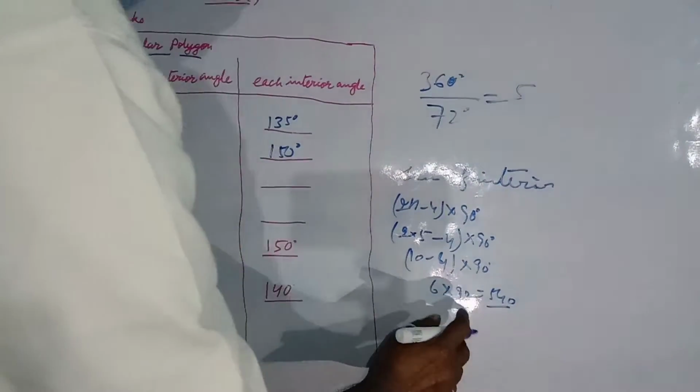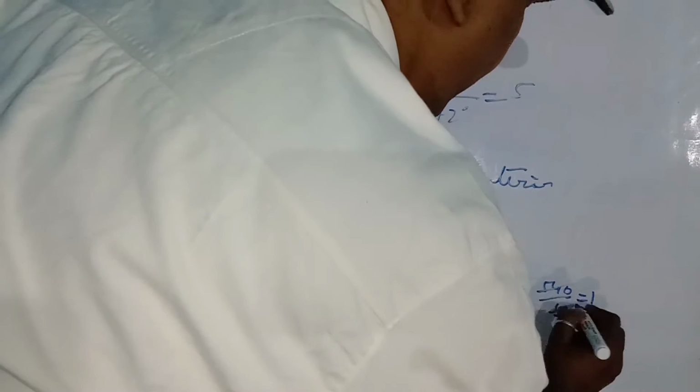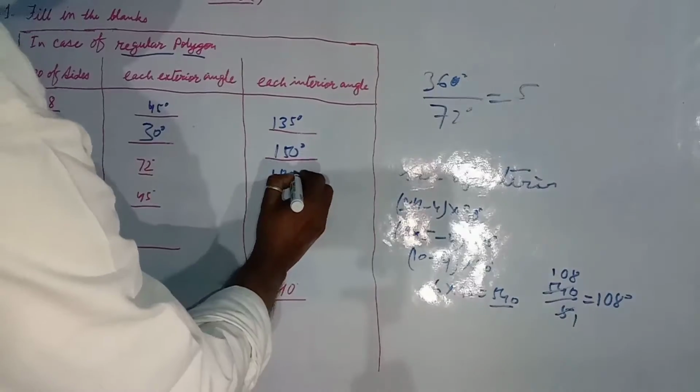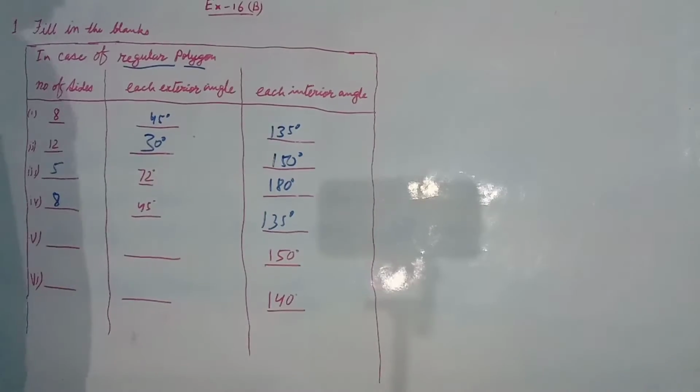Now we have to find each interior angle. So 540 will be divided by the number of sides, 5. 5 ones are 5, then 0, and 5 eights are 40, so we get 108 degrees. Now the third one is complete.